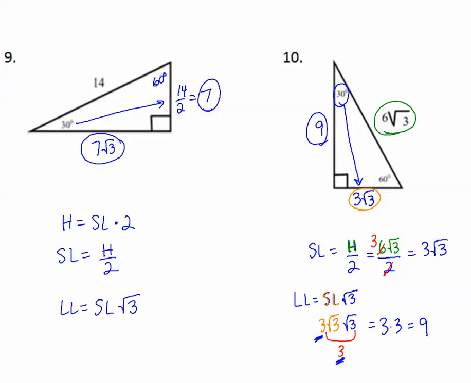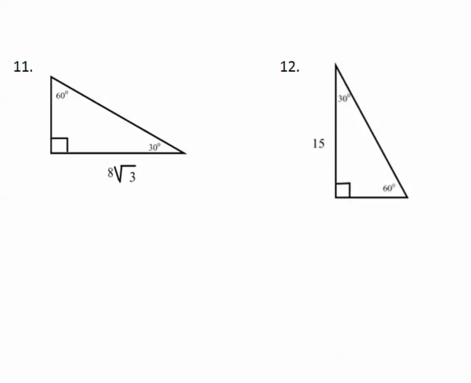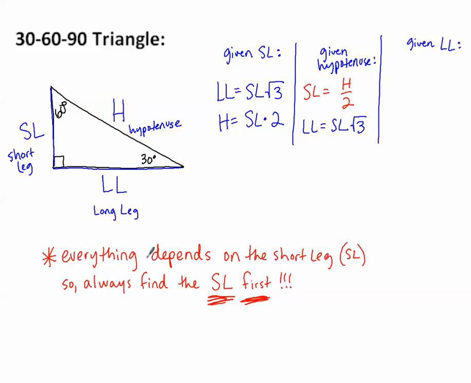Let's take a look at one more scenario. In this case, what are we given? Well, here's my 30 degrees, so this one's my short leg. So this must be my long leg. So we're given the long leg. Remember what we're always supposed to do first. Everything depends on the short leg. Find the short leg first. How do we do that?